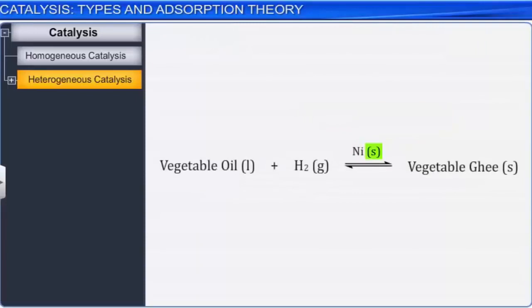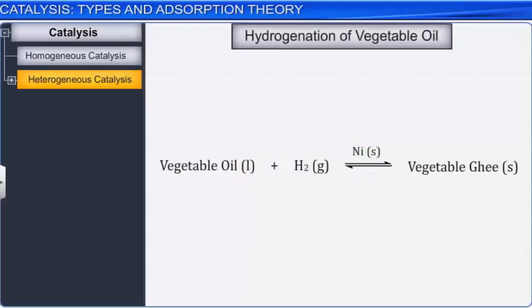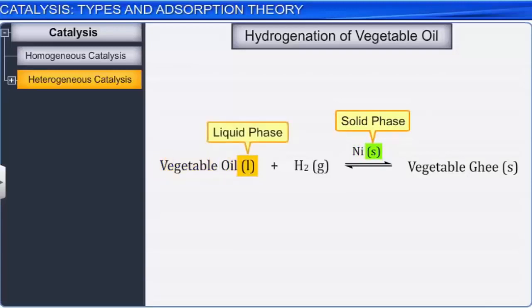Let us consider another example, that of the hydrogenation of vegetable oils in the presence of finely divided nickel as the catalyst. In this reaction, the catalyst, nickel, is in the solid phase, and the reactant, vegetable oil, is in the liquid phase, while hydrogen is in the gaseous phase. Thus, nickel is a heterogeneous catalyst, and this is an example of heterogeneous catalysis.